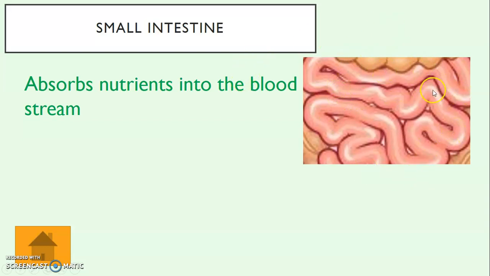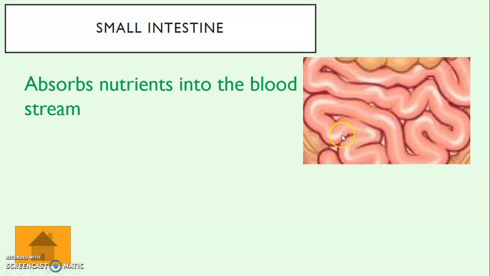Inside this are things called villi and microvilli, and these are finger-like projections which make up the inside of the wall. And what that does is increases the surface area. So if you think back to our work on transport, we said that having a large surface area will increase the rate of diffusion. That's why you've got these villi and microvilli. They increase the surface area.